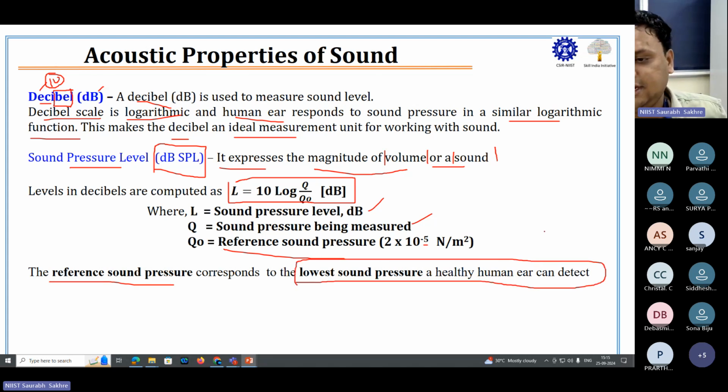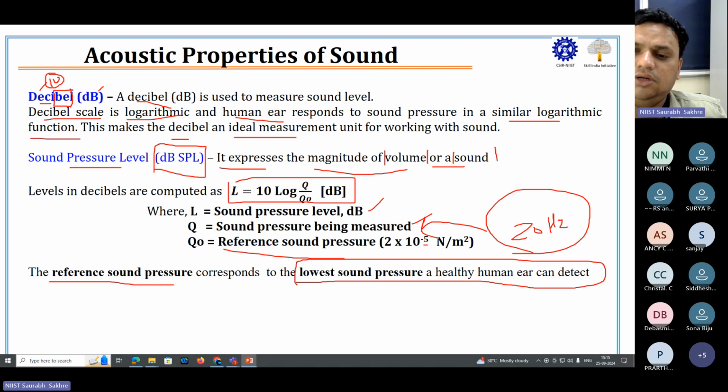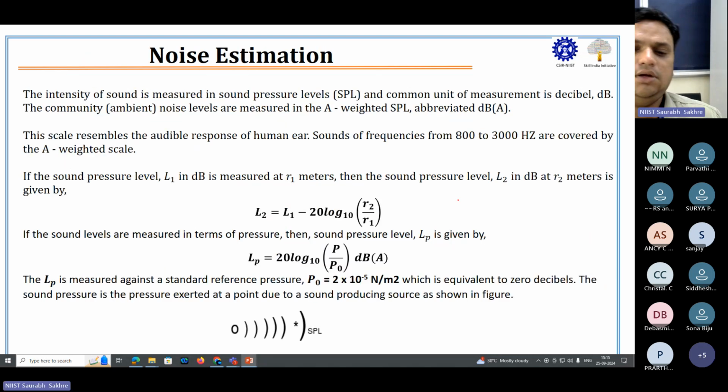I told you already, it will be 20 hertz. So that 20 hertz, when it is converted to a pressure unit, it comes to 2 into 10 raised to the power minus 5 Newton per meter square. Okay, now sometimes we may have to convert it to some different units. Okay, so the intensity of sound is measured in sound pressure levels, and the common unit of measurement is decibel.